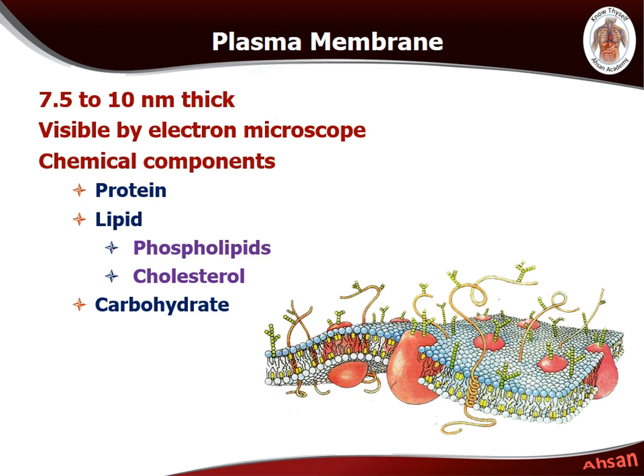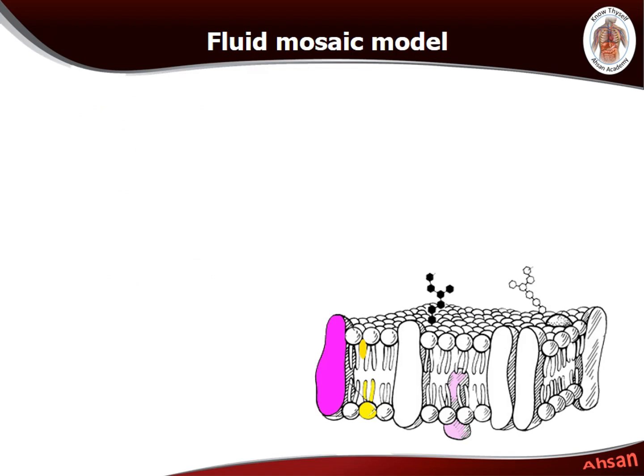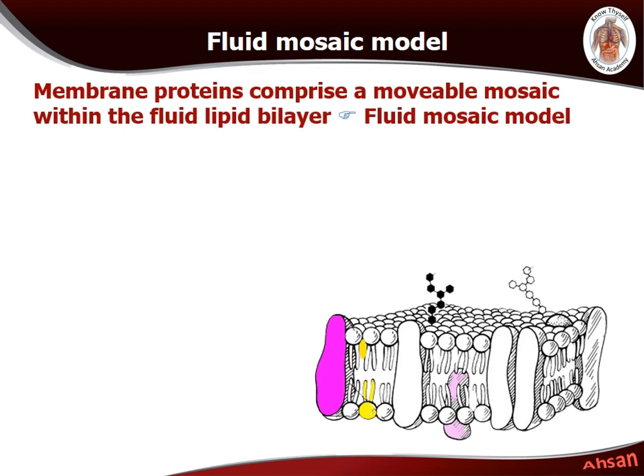So to understand this, we should know the structure of the plasma membrane, we should know the orientation of these chemicals in the plasma membrane. The fluid mosaic model is the most accepted theory for the explanation of the orientation of the chemical substances in the plasma membrane. So you can define it as a membrane protein that's a movable mosaic within the lipid bilayers.